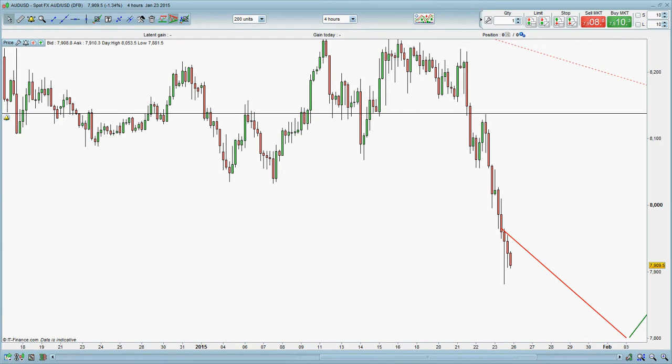Later on in the week, we've got the CPI on Wednesday morning. That's expected to come in at 0.3. It was at 0.5 last time, so it's quarter on quarter. So expected to be slightly lower. This will cause the Aussie dollar to fall.